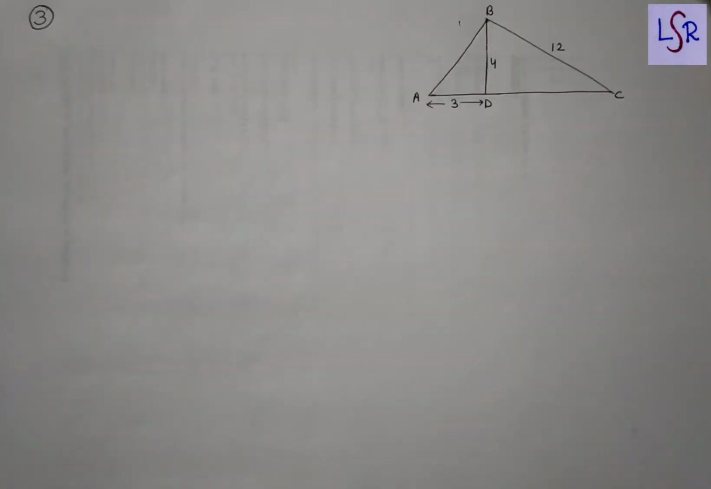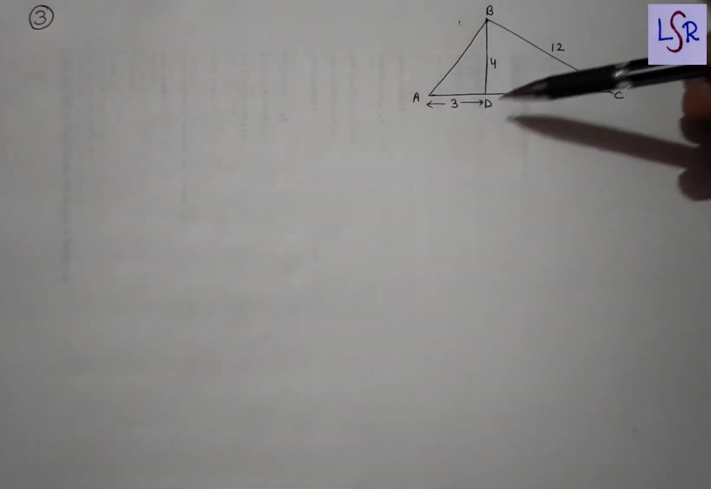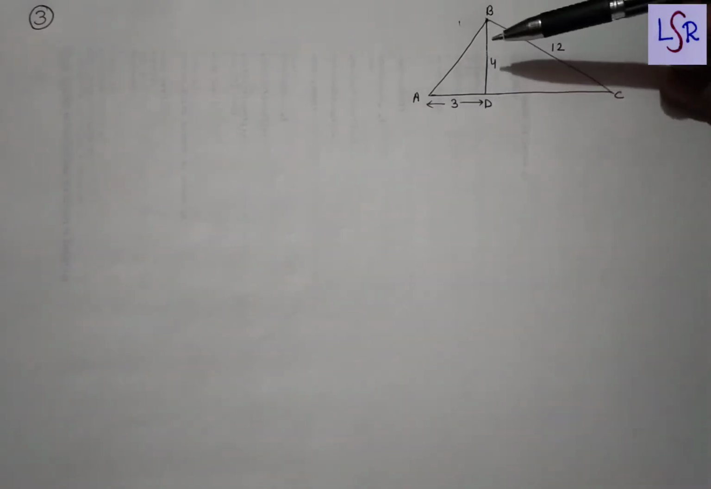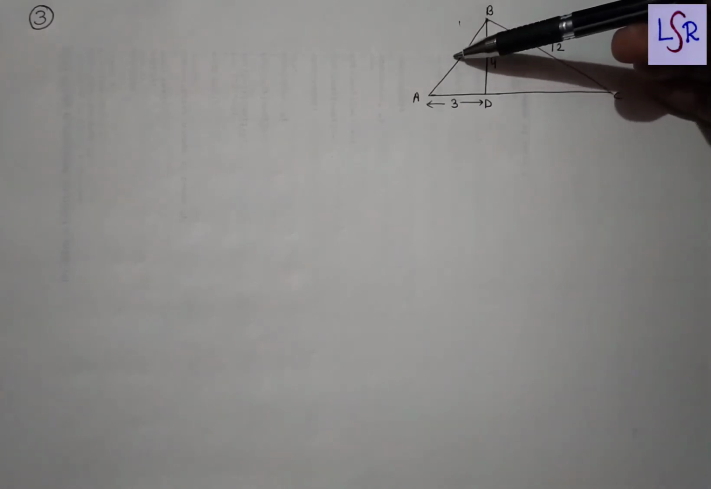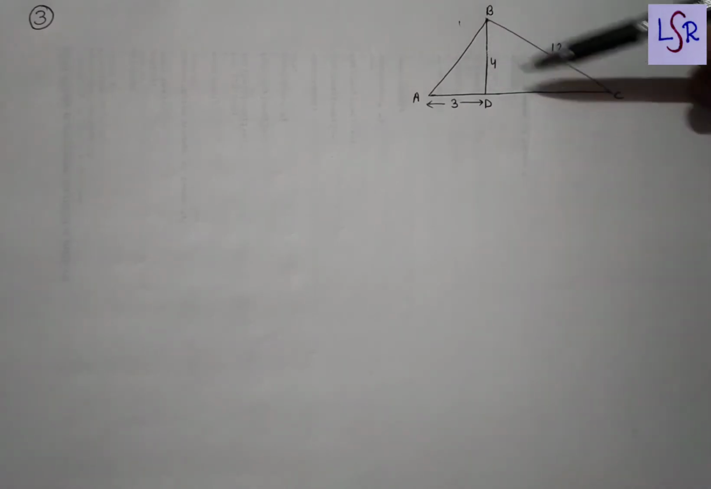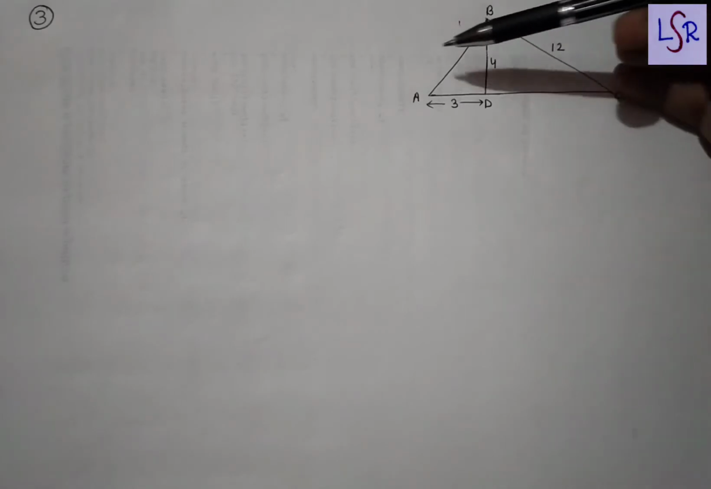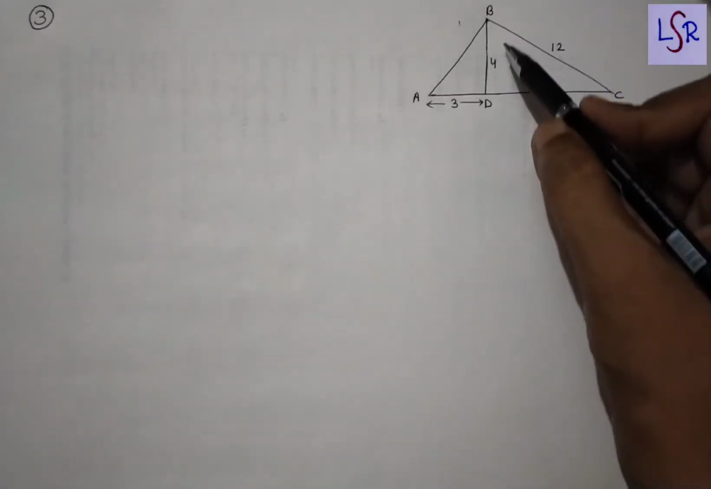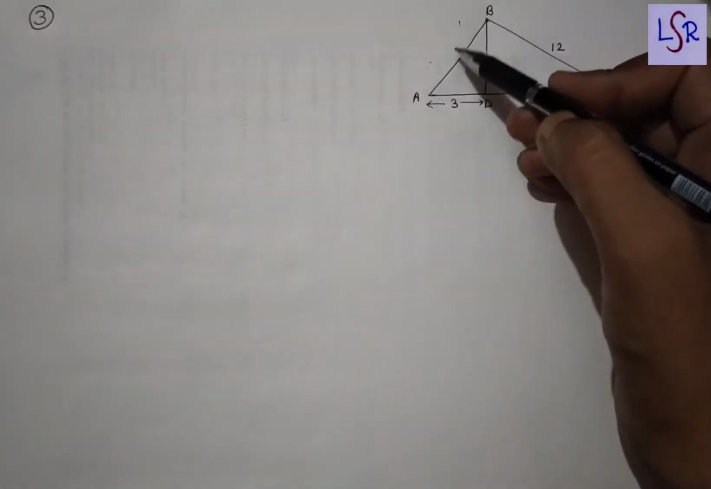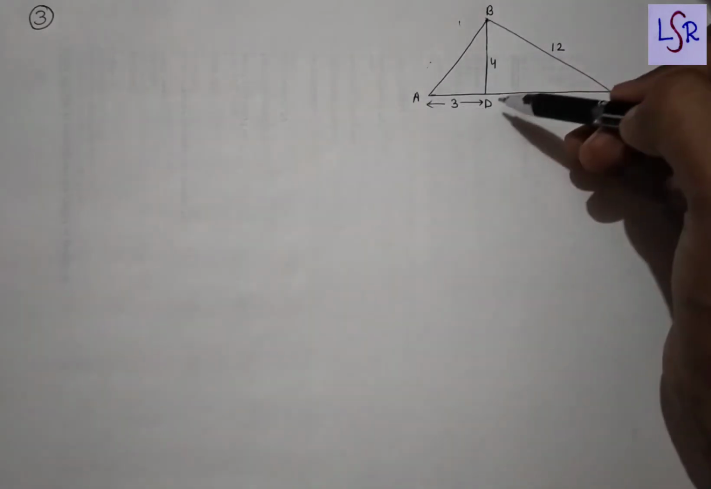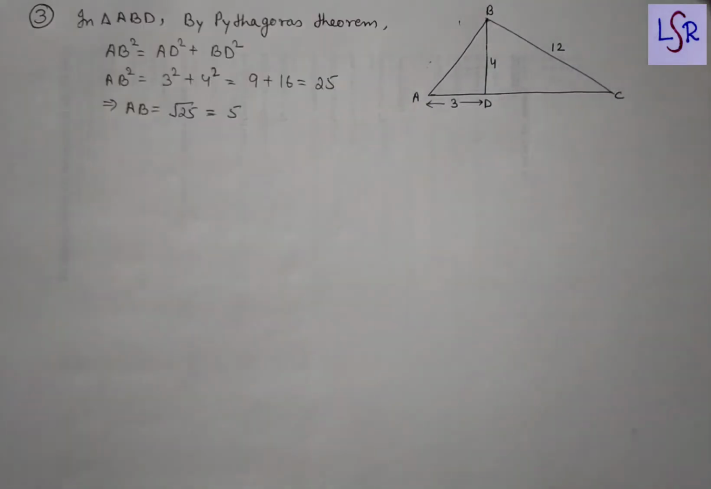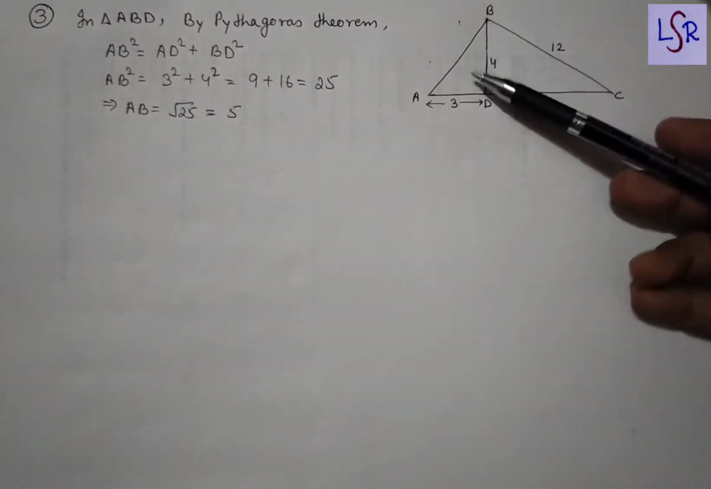Now let's see question number 3. Here in this question we have been given this figure in which two of the sides are missing. First of all this one and then this one. Now we are going to use Pythagoras theorem to find these two sides. First of all, we are going to find this side AB with the help of the Pythagoras theorem in the triangle ABD. And by using Pythagoras theorem, we have got the side AB as 5.